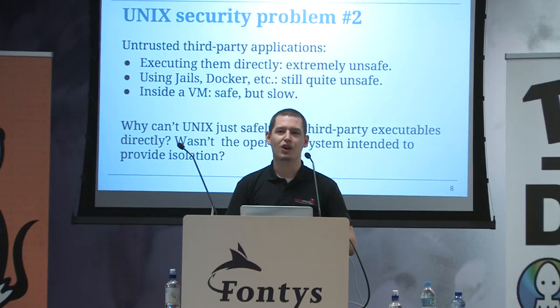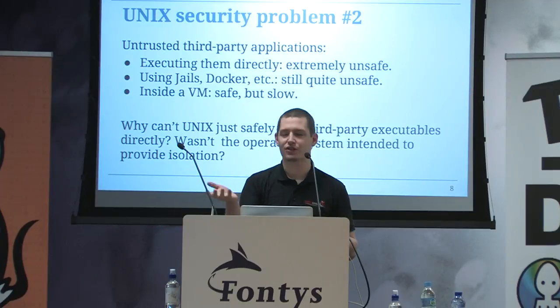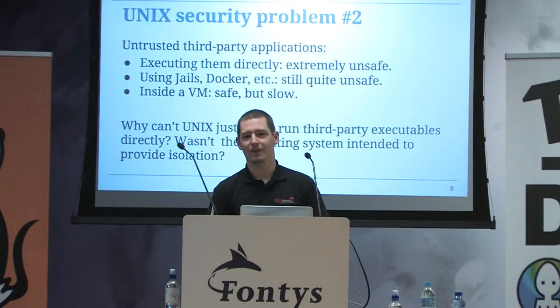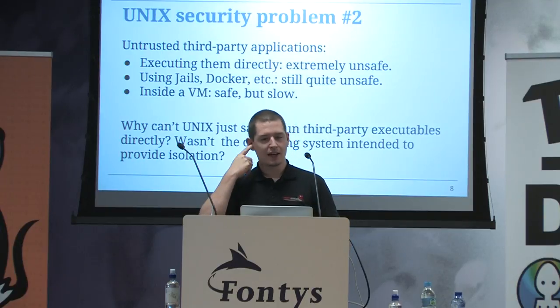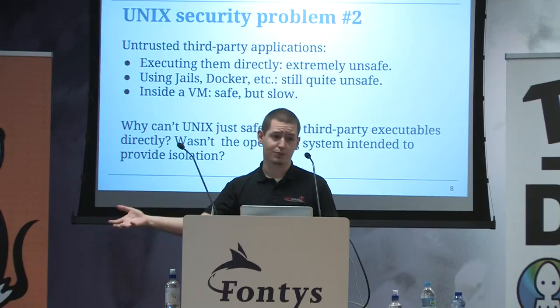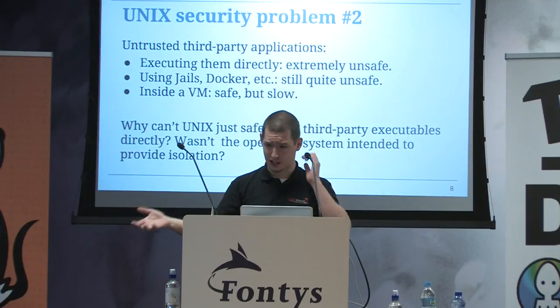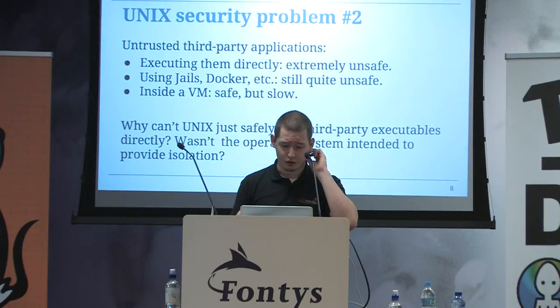So the second problem I observe in Unix is that it doesn't allow you to run programs that you don't fully trust. Of course, we all install applications that come from third parties and haven't been compiled by ourselves. Your distribution already gives you software, and you have to trust that it's all secure. But in many cases, for example, if you're a hosting provider, you simply want to run code that's provided by external people. For example, PHP scripts, or Ruby scripts, or Python, whatever you like.